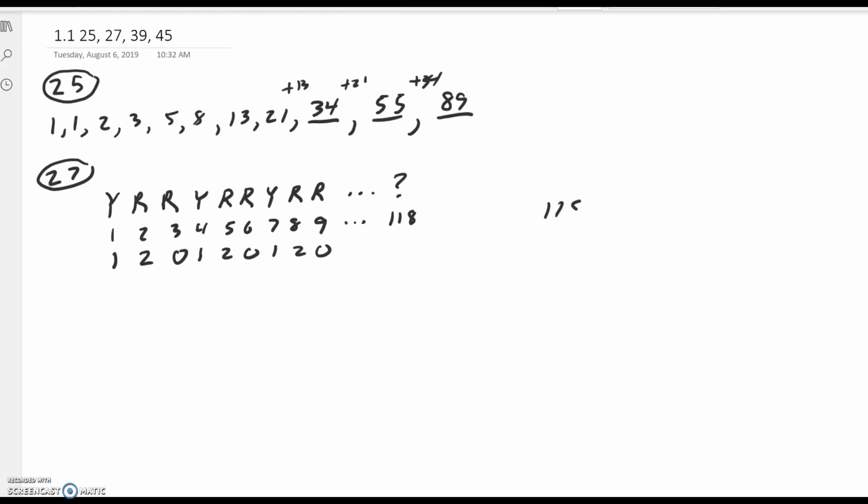So we're going to take 118 and divide it by 3, but we're looking for the remainder. The remainder is 1, and so this number, 118, belongs to these numbers, remainder 1, remainder 1, remainder 1, and so the answer is Y.